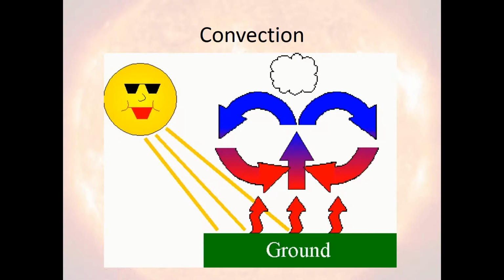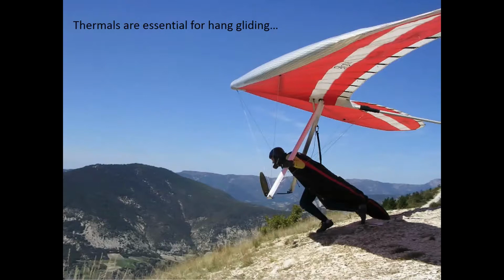Now, these rising motions are actually very essential to recreational hang gliding. If you're a hang glider or if you've ever seen anybody glide before, these rising thermals can provide them with a substantial amount of upward motion. So not only are they important for heating up the atmosphere, they're important for some hobbies too.